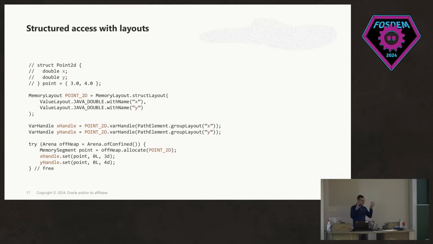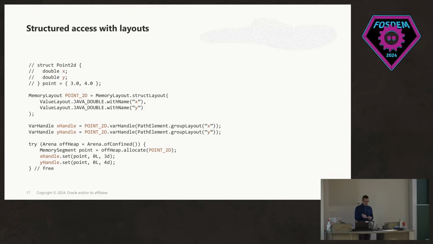So instead of just relegating the definition of Point2D to a comment, we actually define the layout of the point struct as a Java object, and then we use this object to derive the two VarHandles, one for accessing the X field and one for accessing the Y field. Then inside the try-with-resources, we can just use the VarHandle to access the field. So we don't have to specify the offset 8 for the field Y, for example, because the VarHandle will encode all the offset computation automatically.